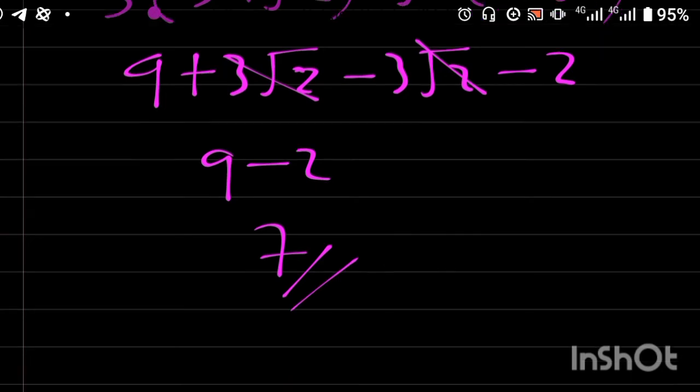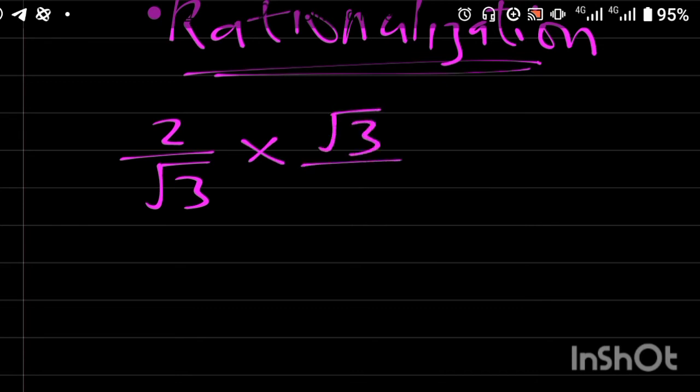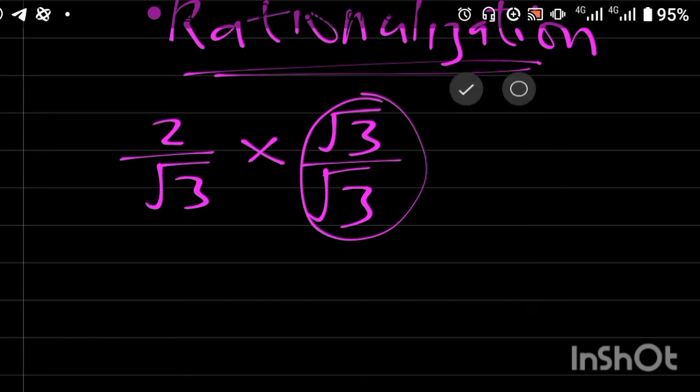Now let's go to rationalization. Take for instance, if I have, let's say, 2 over root 3, and I want to rationalize this. To rationalize means you should multiply by the denominator divided by the denominator. That is how to rationalize a surd. So let's rationalize. It's going to be times root 3 over root 3.